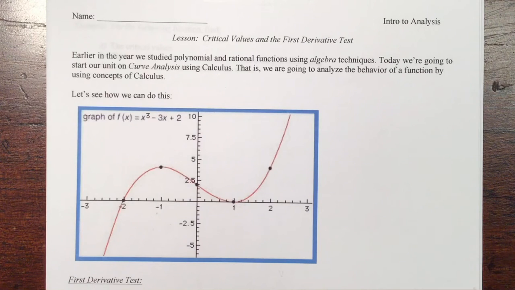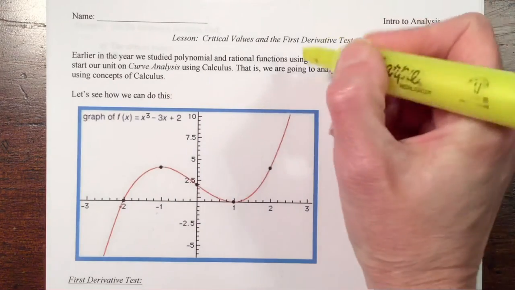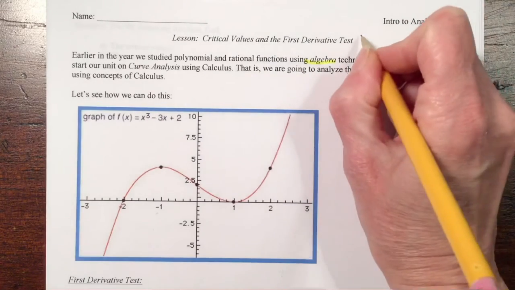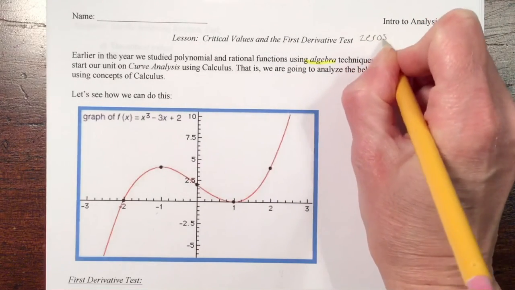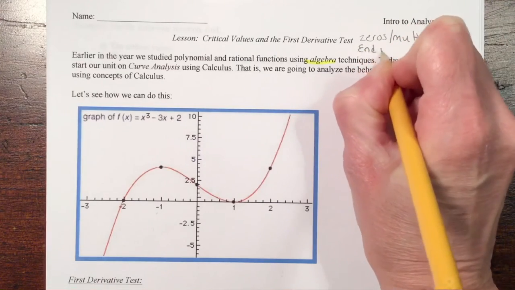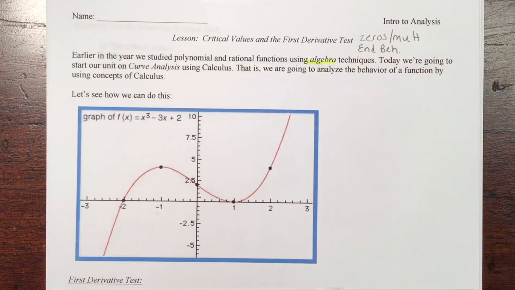Hello everyone. Today our lesson is on critical values and the first derivative test. Just want to start out by saying, earlier in the year we studied polynomial and rational functions using algebra techniques. And algebra techniques are basically when we used our zeros and multiplicity, and we used end behavior to help us graph the functions. Today we're going to start our unit on curve analysis using calculus.